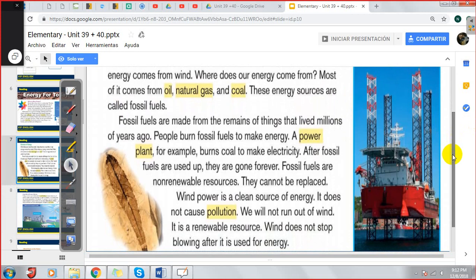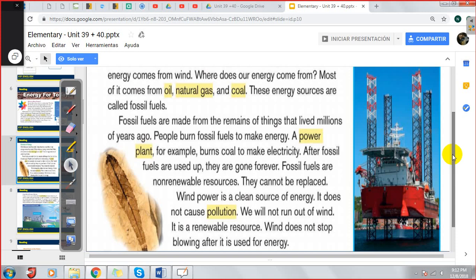These energy sources are called fossil fuels. Fossil fuels are made from the remains of things that lived millions of years ago. People burn fossil fuels to make energy. A power plant, for example, burns coal to make electricity. After fossil fuels are used up, they are gone forever. Fossil fuels are non-renewable resources. They cannot be replaced.